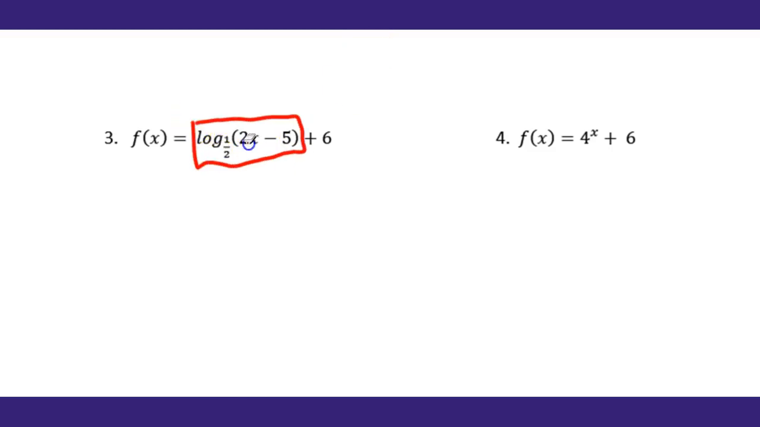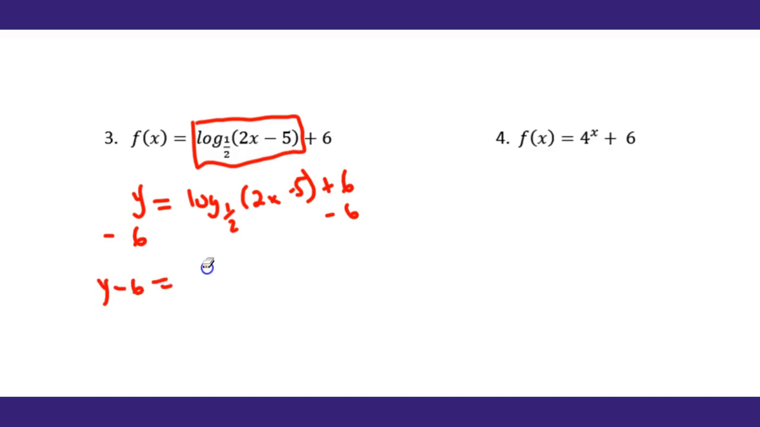All right, that's the log. That is not a part of this log. So you know you have y equals log base 1/2 of 2x minus 5, plus 6. Well, that's the log, that portion right there. That's not a part of the log. So I'm gonna actually move that back over here. All right, so what I have is y minus 6 equals log base 1/2 of 2x minus 5.